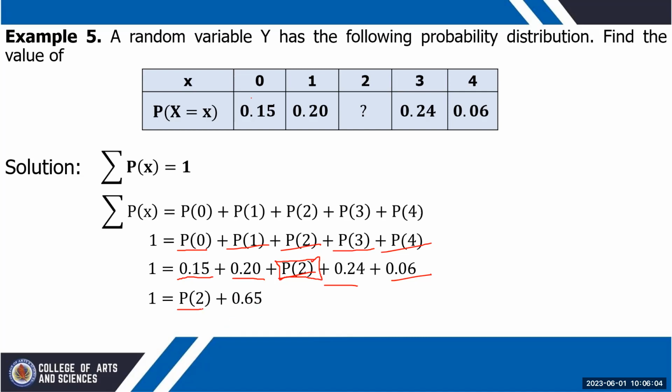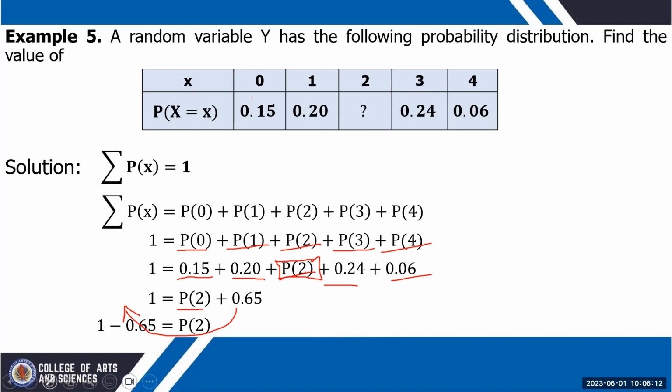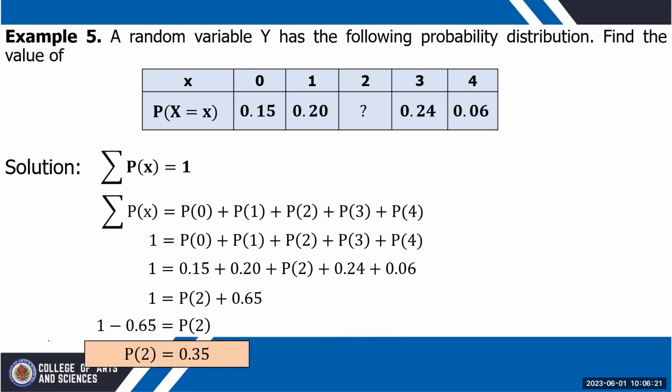To get P of 2, transpose this to the other side. So that will give you 1 minus 0.65, which is equal to 0.35, or P of 2. Ibig sabihin, ang nandito, 0.35.